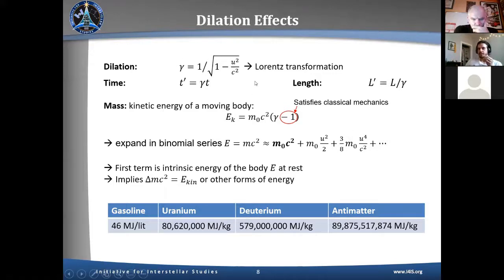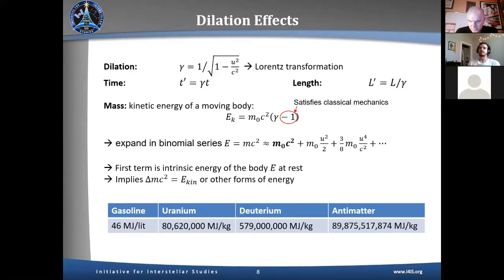This dilation effect then plays into the derivation of Einstein's most famous equation. I just wanted to show this. He originally derived the kinetic energy of a moving body as this equation. And this -1 factor satisfies classical mechanics in the limit of no motion. And m0 is the mass of the body at rest. If you take this and expand it in a binomial series, you get this here, where the key result is that an object has an energy even at rest, an intrinsic energy, in that this rest mass is equivalent to an energy of this body.